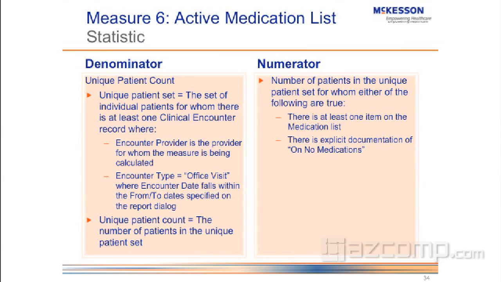So here's the denominator. It's the same old stuff: the encounter provider, the encounter type, and then the unique patient count. That's the same stuff as it has been for the last 4 or 5 measures here. The numerator is what we care about right now. The number of patients in the unique patient set where there's at least one medication listed, or it says they're on no medication. So that one, pretty self-explanatory, I think.